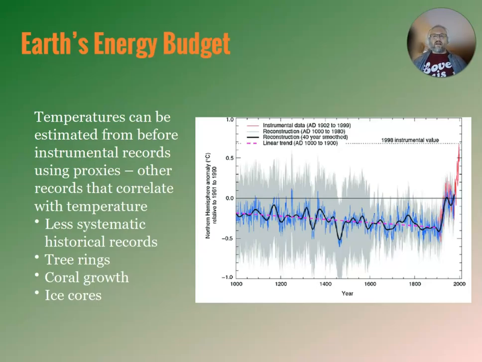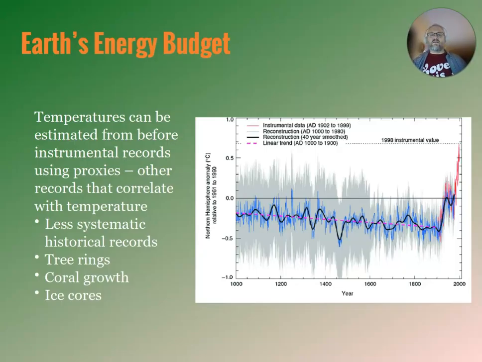Okay, so that's great for the 1970s on with satellites, and since the 1880s with thermometer measurements. But what if we want to look farther back than that? What if we want to try to understand what was happening with the Earth's energy budget deeper back into time? Well, we are able to estimate past temperatures using what are called proxies. A proxy is some other record that we do have that correlates with temperature. So something that we would expect to go up and down along with temperature, and then we can use that to infer what the temperature would have been.